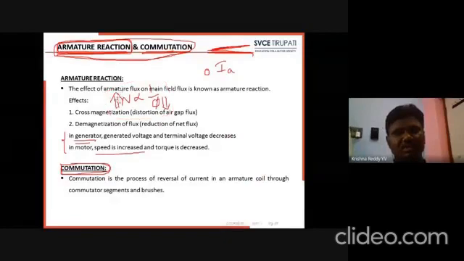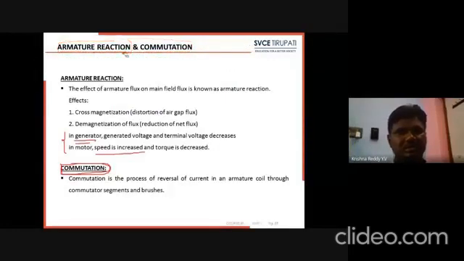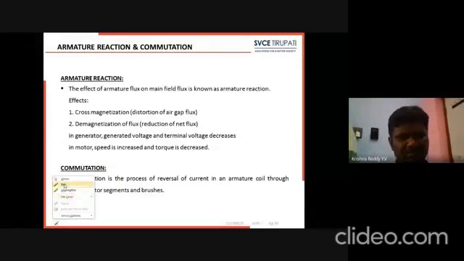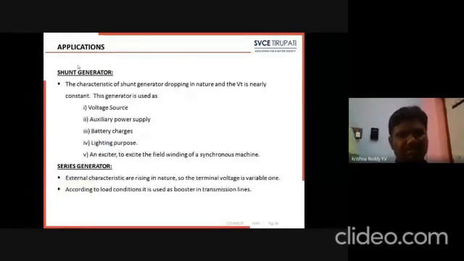The armature reaction topic also is not in your syllabus, but remember the definition because they are asking for 2 marks. The effect of armature flux on main field flux is known as armature reaction. These two definitions are asked beyond the syllabus in your external examination. In our first unit, the last topic is applications.